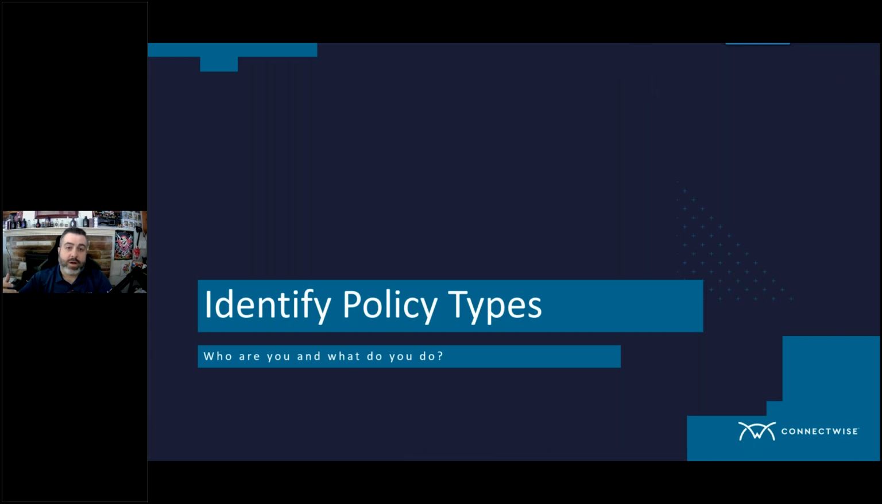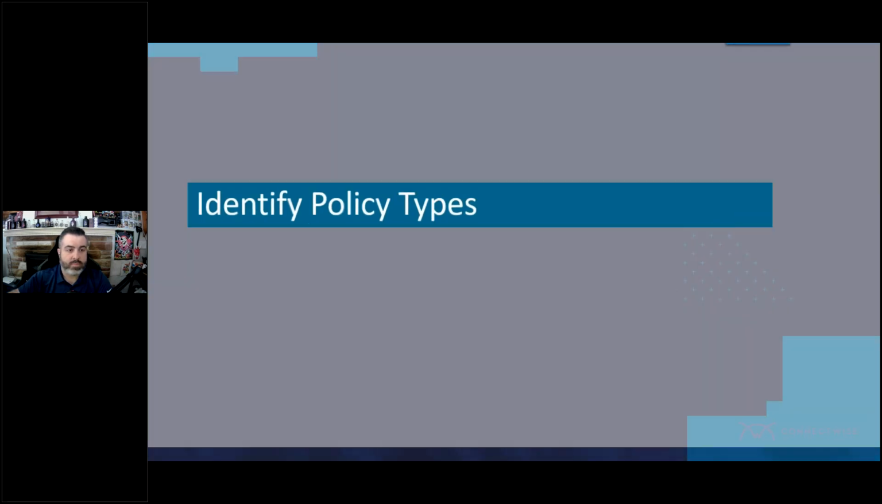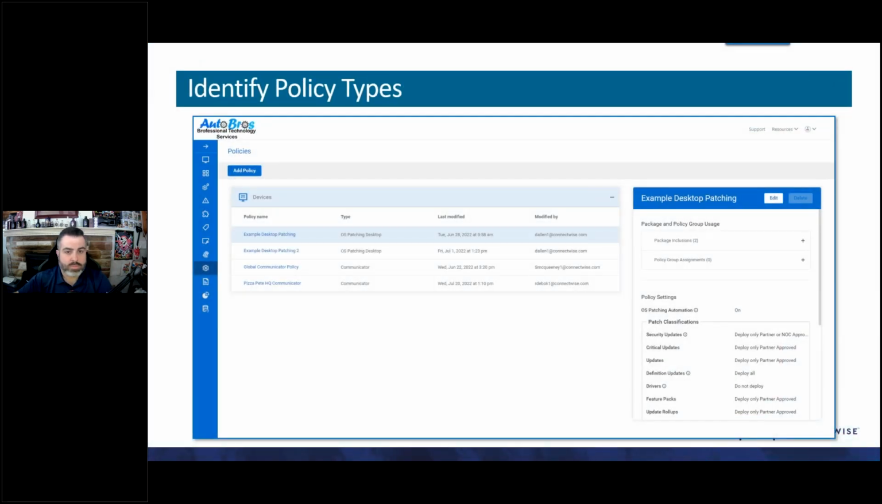So now we have the different policy types. As I mentioned before, in RMM, when this was made, we have 3 different policy types we're going to be looking at today. When we click on the policies link under the settings menu, this is the page that we're greeted with.